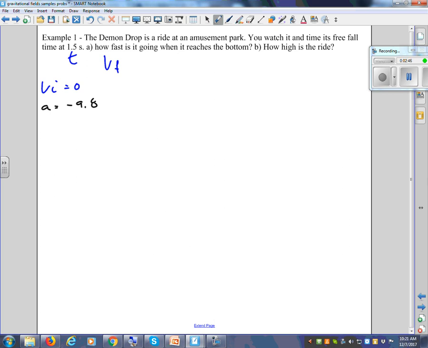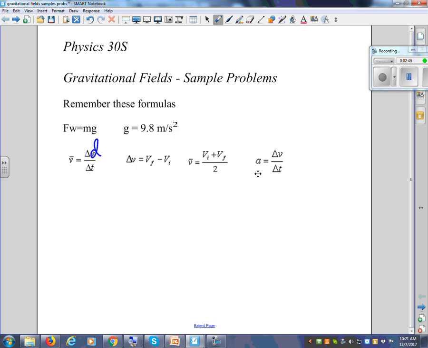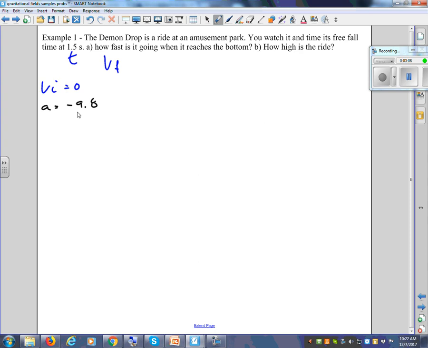Now the only formula that's got VF in it, well, that one, we got VI, but I don't know the average, so I can't find that one. Which one can I work with to begin with? I know the A and I know the T, right? With A and T, what can I find? The change in velocity. So let's start with that. A equals delta V over delta T.